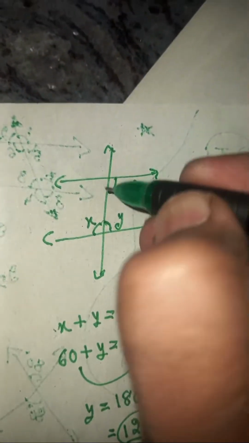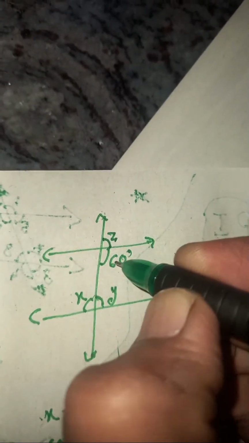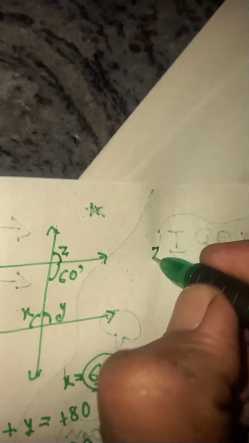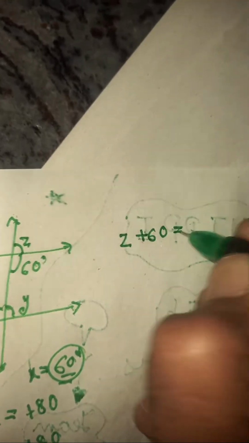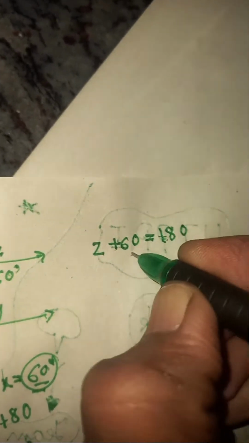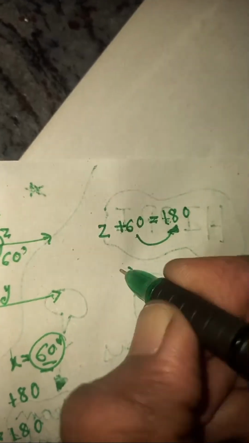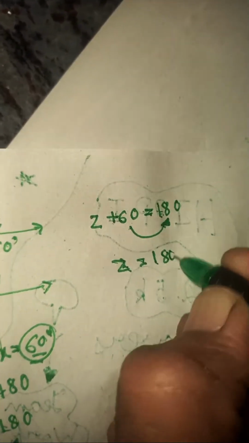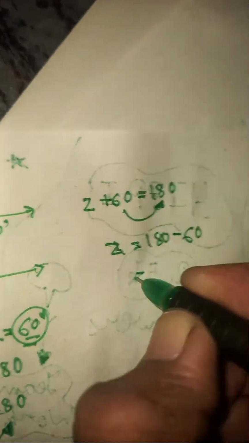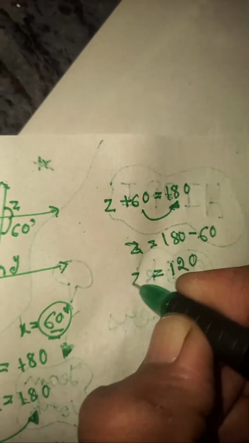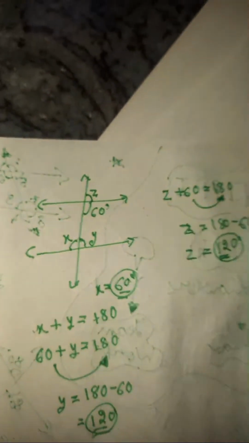Now let's do some more problems of this. Here you need to find out the value of z. See here, z and 60 are on the same straight line. You're going to get z plus 60 equal to 180 degrees, and sending that 60 to the other side, it becomes z equal to 180 minus 60. This 180 minus 60 is 120. That's the value of angle z.